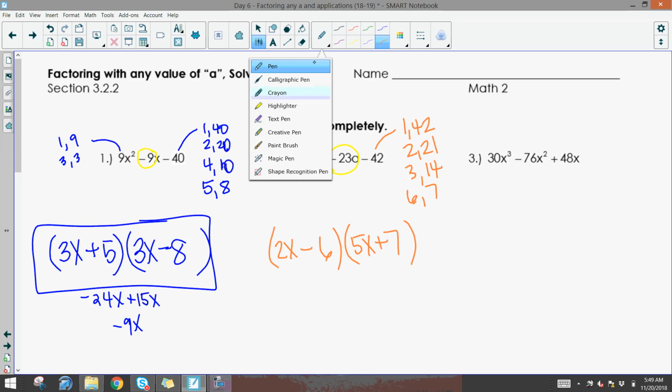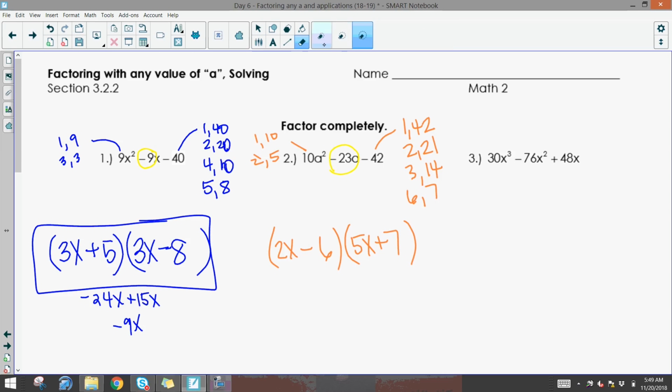So the first thing I'm going to do here, you guys, remember we talked yesterday, you only want to change one thing at a time, kind of like a science experiment. I'm going to just switch these numbers. And now I will have 7 here and 6 here. So 2x times 5x is 10x squared. 12 minus 35 is negative 23.